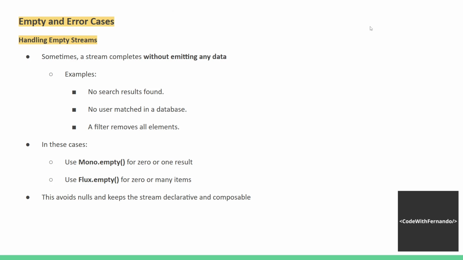Let's continue with empty and error cases. So handling empty streams. Sometimes a stream completes without emitting any data. Examples: no search results found, no user match in a database, a filter removes all elements. So what do we do in these cases? We use Mono.empty for 0 or 1 result. Or, on the other hand, we use Flux.empty for 0 or many items. So this avoids nulls and keeps the stream declarative and composable.